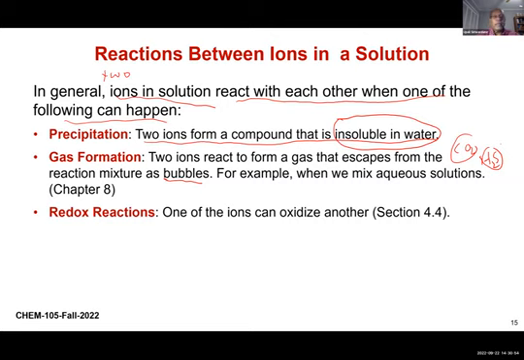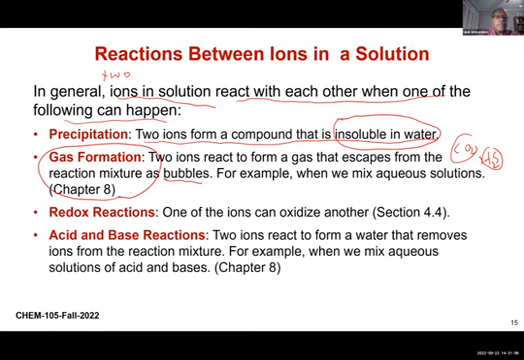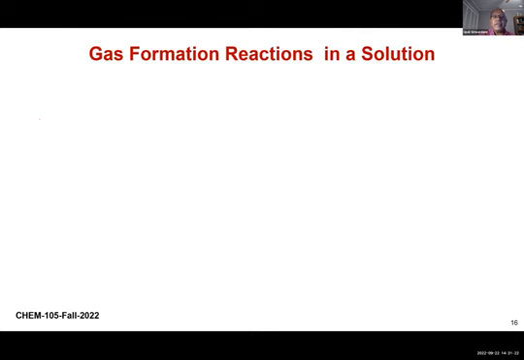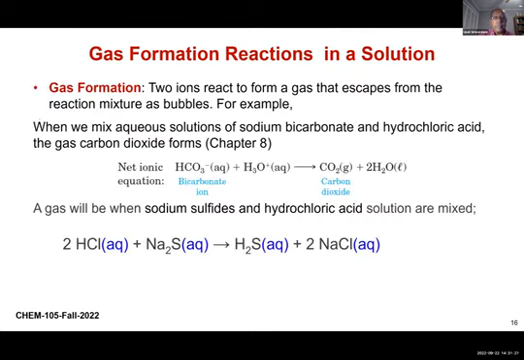I didn't write gas formation reaction in the previous one because gas formation is not very common. We only talked about acid-base, redox reaction, and precipitation reaction, mainly. I will give you examples of gas formation reaction in a minute. When you mix ions in water solution, what takes place? Gas formation reaction is here.